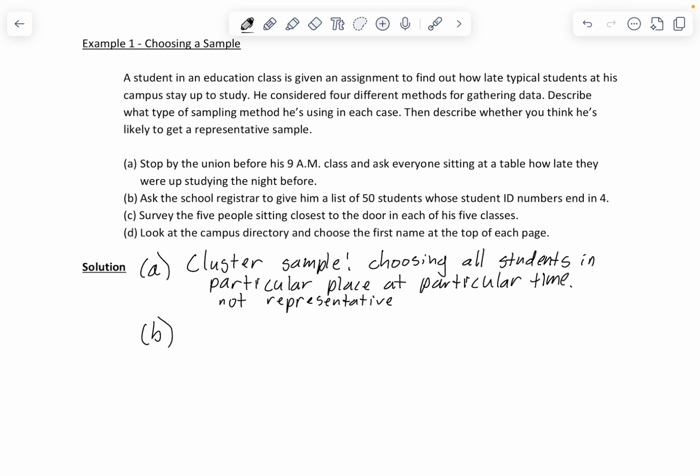Okay, for B. Ask the school registrar to give him a list of 50 students whose student ID numbers end in 4. So this is an example of a random sample.